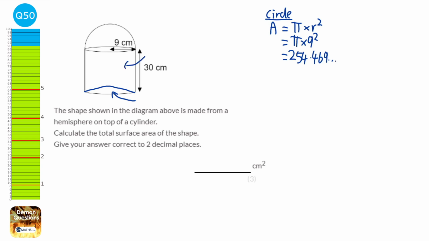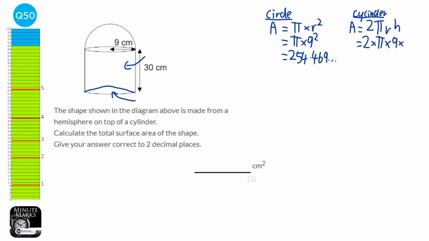Next bit is the curved bit of the cylinder, so we're going to do the cylinder next. It's just the curved bit, and the formula for that is 2 pi r h. So 2 times pi times the radius, which is 9, times the height, which is 30. And that will give us 1696.460... And the last bit is this hemisphere here.